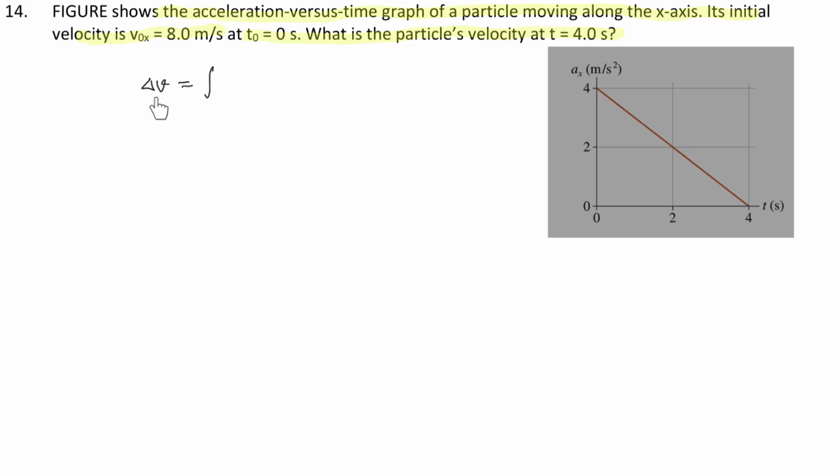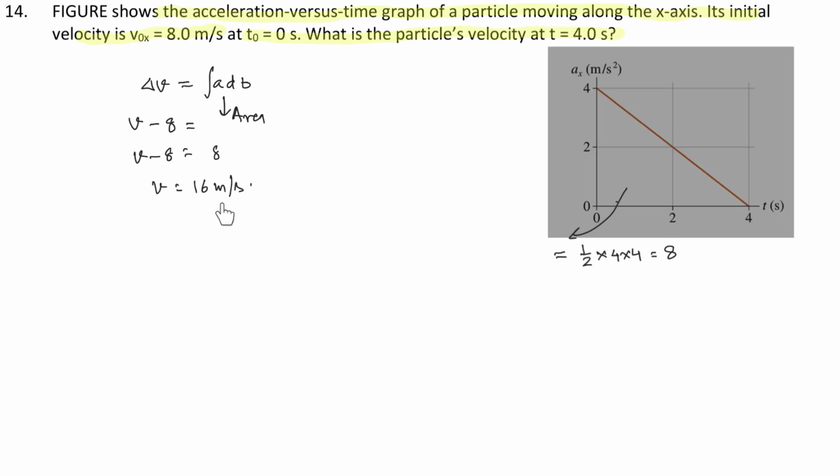So instead of v equal to integral a dt, delta v equal to integral a dt. So we have to find this area between 0 to 4 second, and delta v is v minus 8. So v minus 8 is equal to this area, and this area is equal to half into 4 into 4, and sign is positive. So v minus 8 is equal to 8. So v is equal to 16 meter per second, the desired unknown.